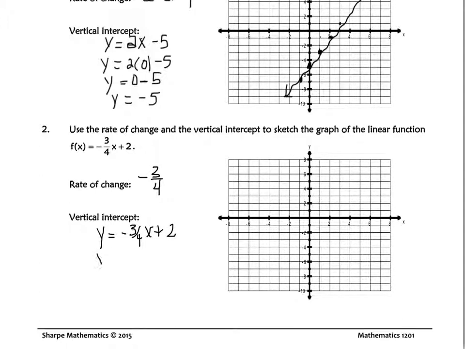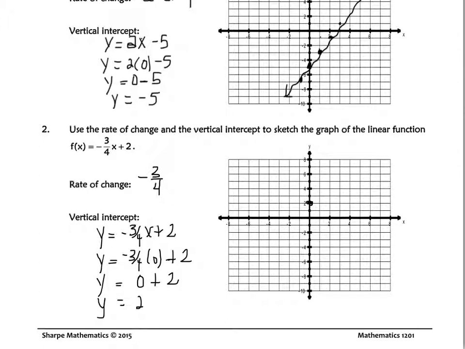So the vertical intercept would be y equals negative 3/4 of 0 plus 2. And that term is always going to be 0 plus 2, which is going to be 2. So that's how I got the y equals 2. So when we plot that y of 2, then we use our rate of change.